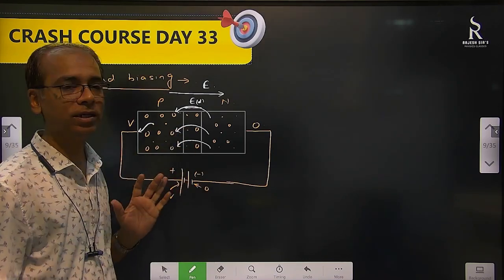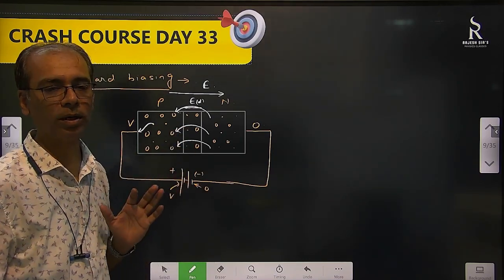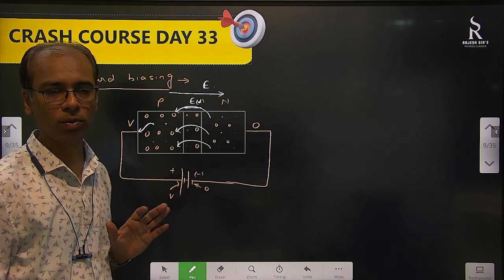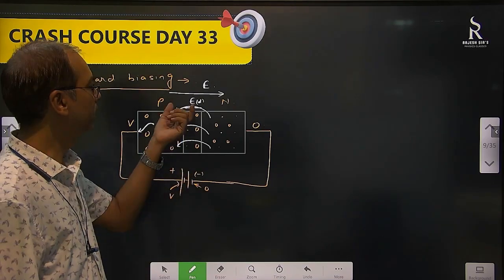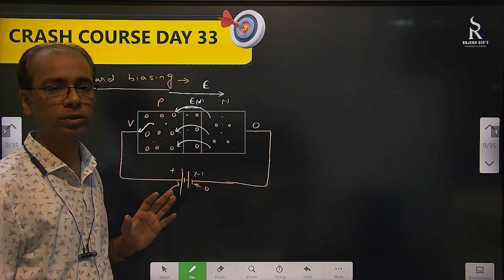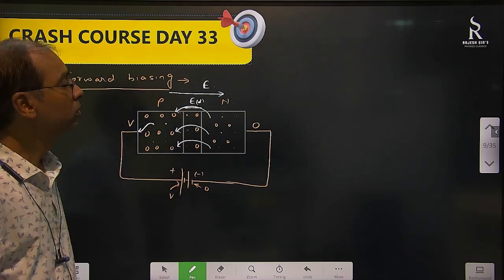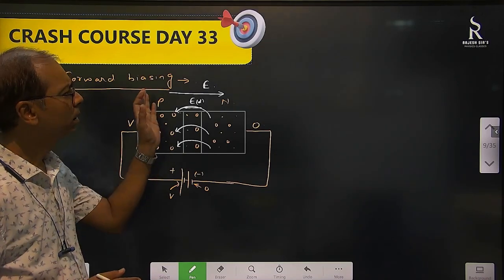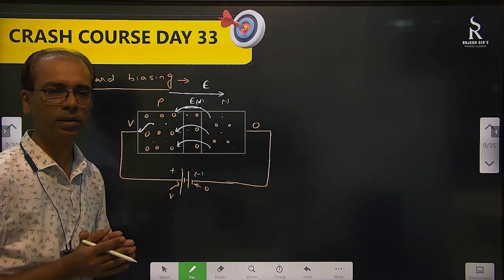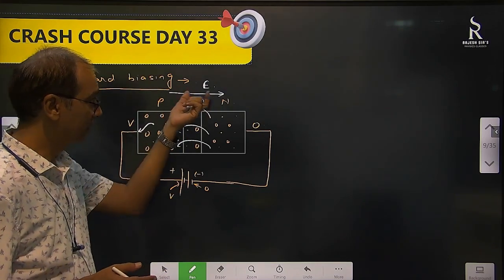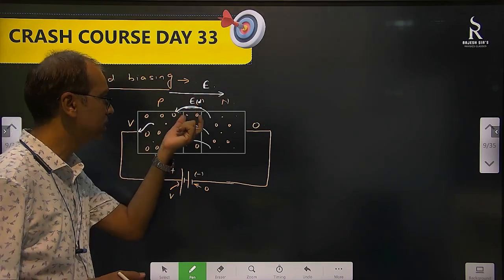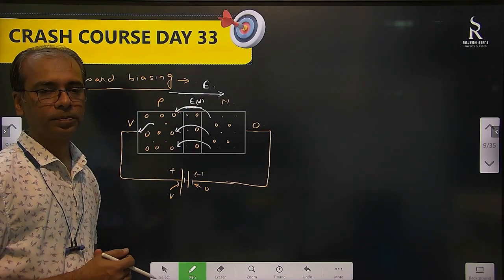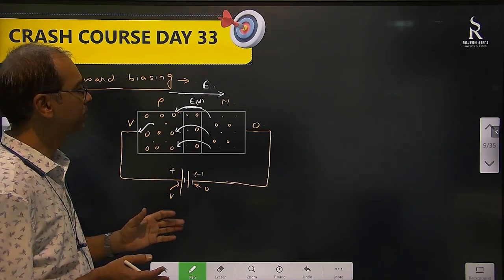But will this depletion layer become zero width? No, it will decrease. It will never become zero. That electric field, the depletion layer field E, will always be there. So what's happening in this? Two things I told you. One, we have set up an external electric field, which is in the opposite direction to the depletion layer electric field. Because of that, electrons can move.